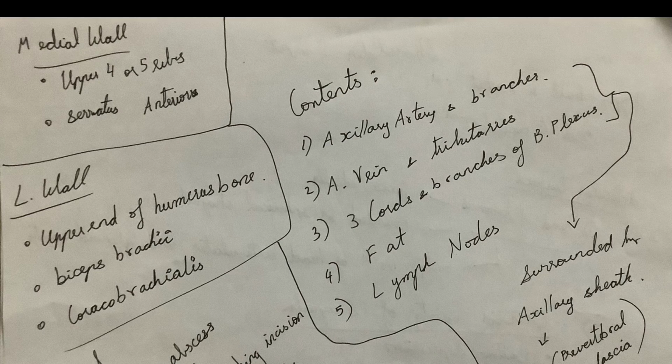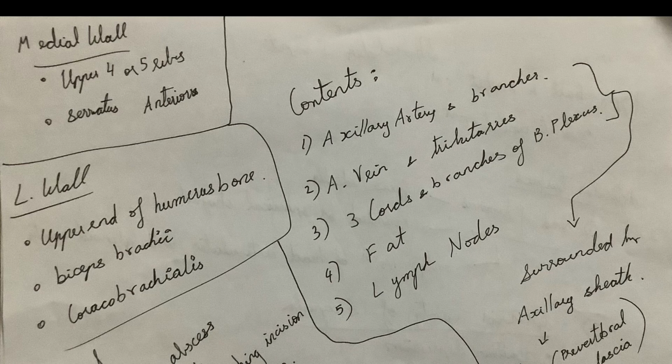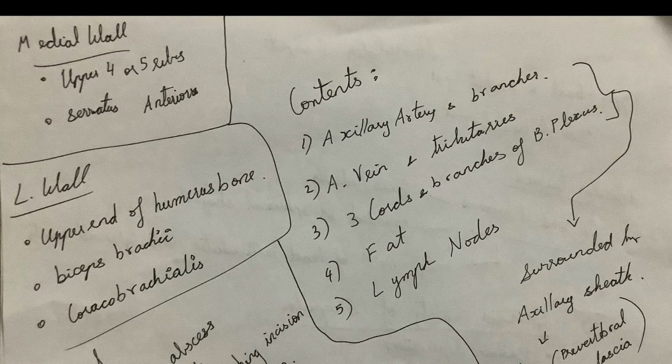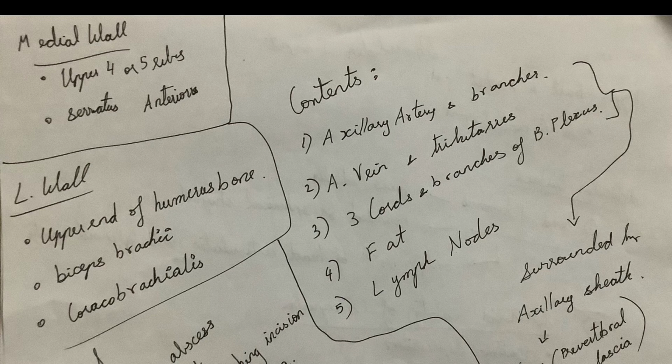And then on to the contents: the axillary artery and its branches, the axillary vein and its tributaries, and three cords and branches of brachial plexus. These three things are surrounded by the axillary sheath from the prevertebral fascia.